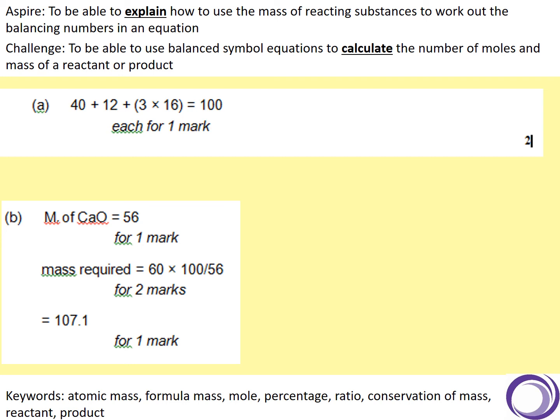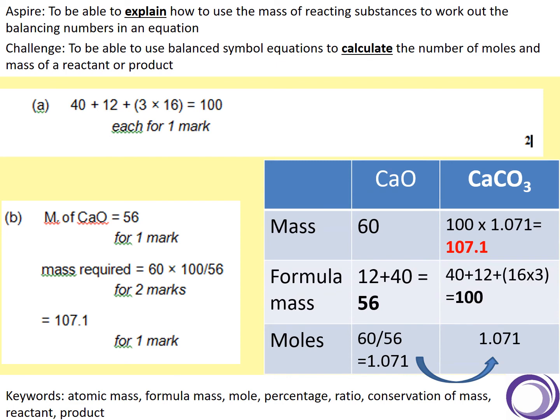Now we can do that by our table method again. So we know that it was 60 million tonnes of calcium oxide. We know the formula mass for calcium oxide is 56. So the number of moles, we do 60 divided by 56 comes out as 1.071. We know from the balanced equation that it was a 1-to-1 ratio. So that means it's the same number of moles of the calcium carbonate. We use the molecular mass of calcium carbonate, which we've previously calculated.